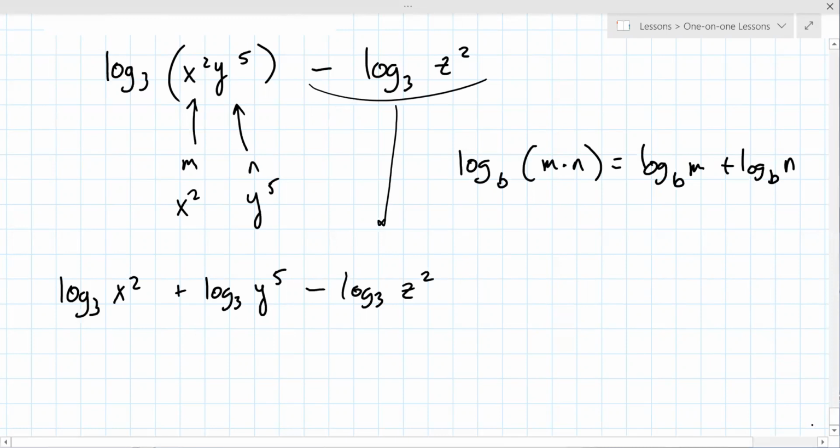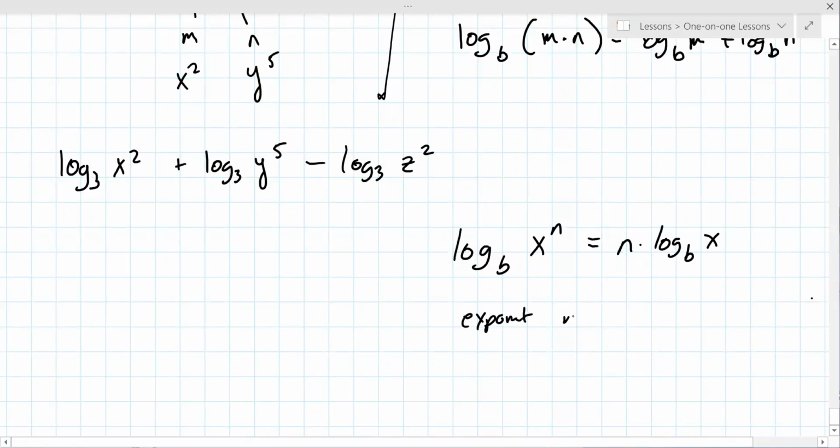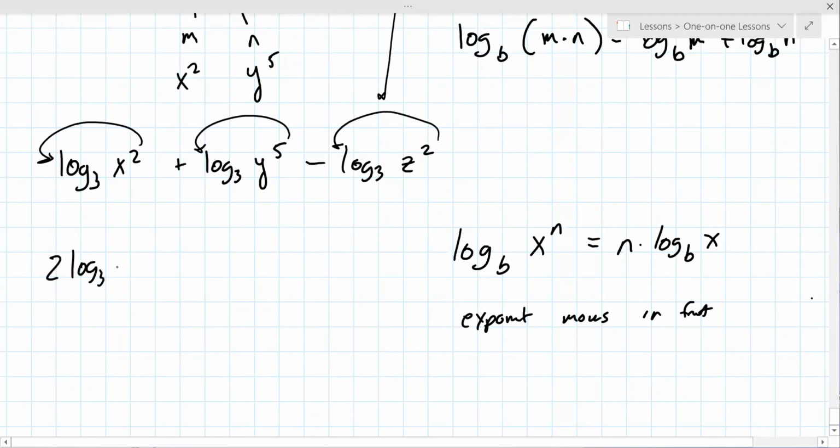Now there's yet one more property we're going to use. If you have log base b of x to the n, this becomes n times log base b of x. Essentially, the exponent moves out in front. Yes. Oh, I remember this. Okay. So in this case, the 2 comes out in front, the 5 comes out in front, and the 2 comes out in front. So you get 2 log base 3 of x plus 5 log base 3 of y minus 2 log base 3 of z.